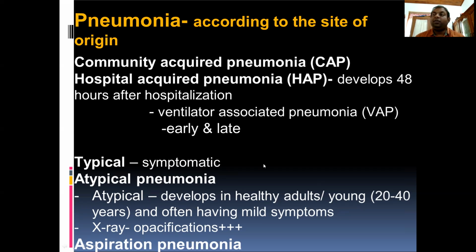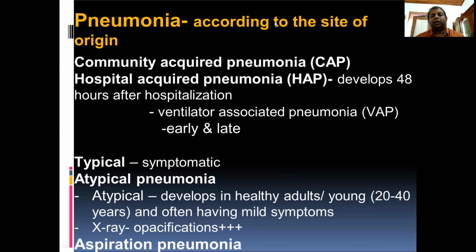Typical pneumonia is often symptomatic. This is another classification, that is aspiration pneumonia. Maybe patients who are in alcohol withdrawal or maybe have loss of consciousness, maybe having toxin poisoning, self-poisoning. So they are more prone to develop aspiration pneumonia. It's a different entity. Okay.